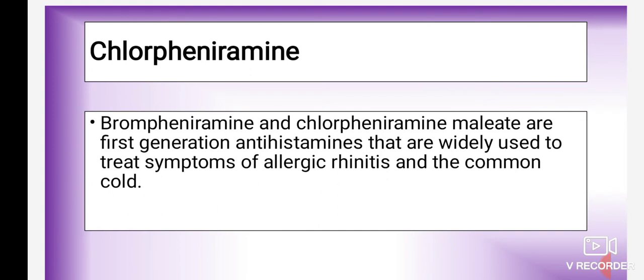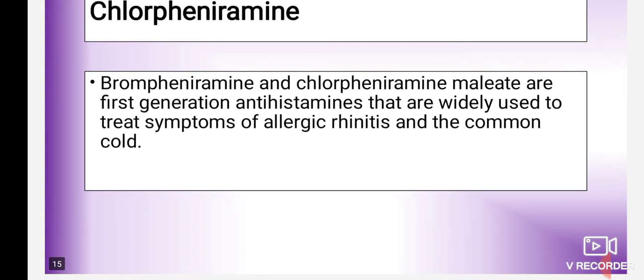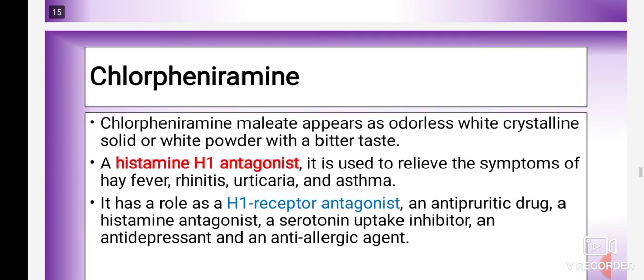So this drug is chlorpheniramine. Brompheniramine and chlorpheniramine maleate are both first generation antihistamines. What is the difference between brompheniramine and chlorpheniramine? In brompheniramine there is a bromo group at the para position on the phenyl, and in chlorpheniramine there is a chloro group at the para position on the phenyl. As first generation drugs they have some side effects, like sedation. They are mainly used in the treatment of symptoms of allergic rhinitis and common cold.